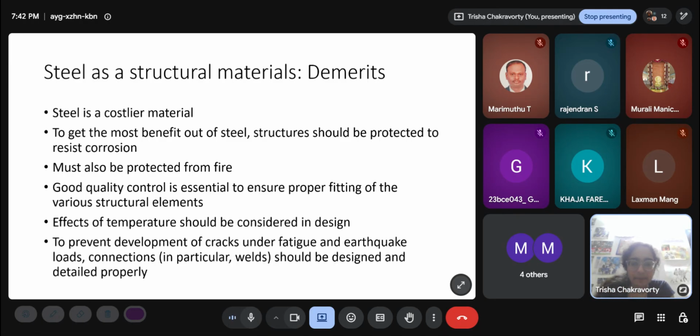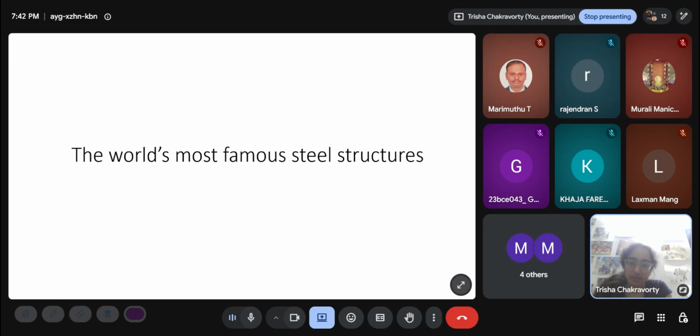So we have to consider that. And to prevent development of cracks under fatigue and earthquake loads, connections, in particular welds, should be designed and detailed properly. Next week we'll start looking at connections. It's a very important topic.